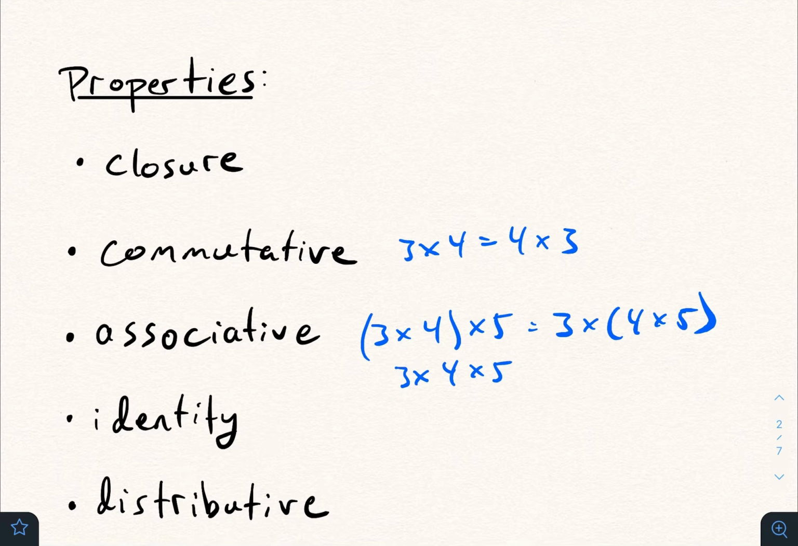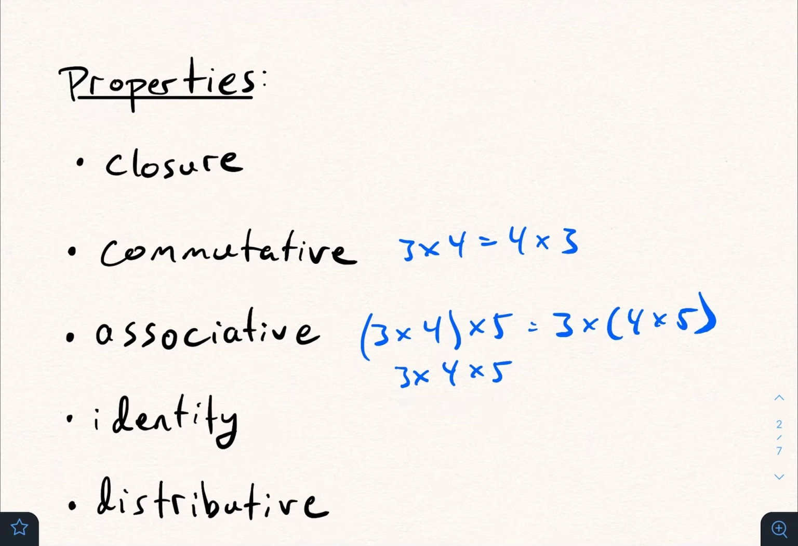Effectively, what that means is that if I were to write down a string like this, 3 times 4 times 5, parentheses are really not needed here, because the order in which we decide to multiply these numbers does not matter. I could even multiply 3 times 5 first and then multiply that by 4. That would be due to the commutative property as well.